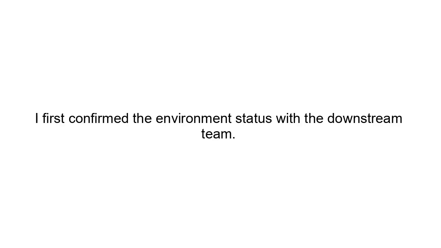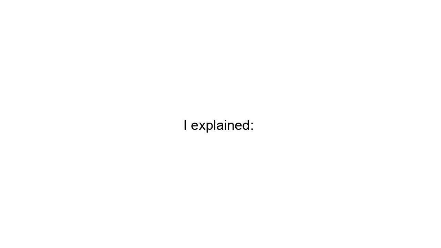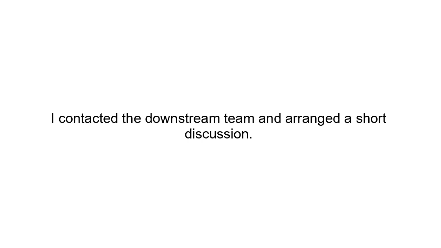Action: I first confirmed the environment status with the downstream team. Then I raised the blocker during daily stand-up and documented it in the story. I explained which feature was affected, what development could continue, what testing was blocked, when QA needed the endpoint, how the sprint goal could be affected. I contacted the downstream team and arranged a short discussion.